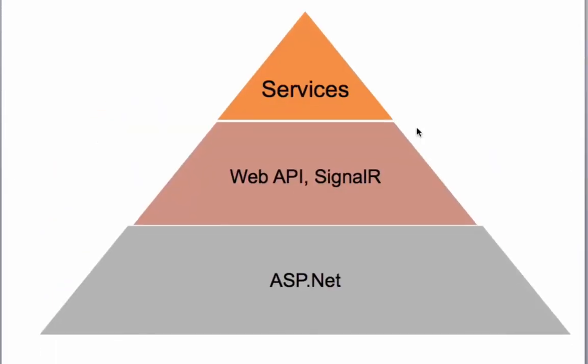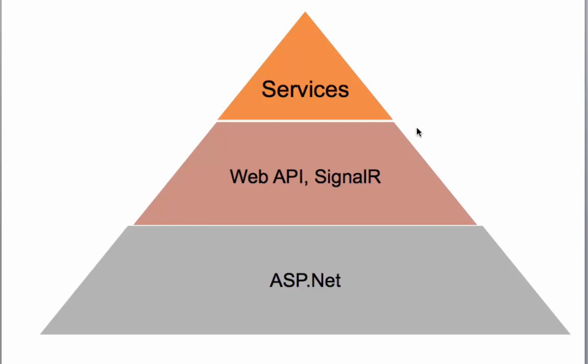Then down here, we have a similar triangle, except it's services, web API, SignalR, and then ASP.NET. So, web API is a framework that makes it easy to build HTTP services that reach a broad range of clients, including browsers and mobile devices. ASP.NET Web API is an ideal platform for building RESTful applications on the .NET framework.